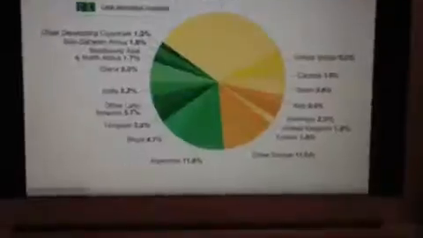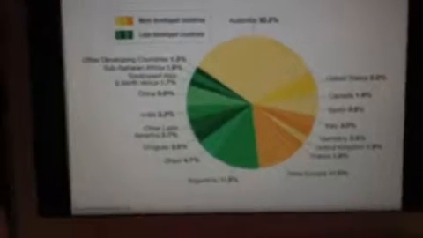I'm guessing this graph doesn't have a title, which is not good, but I don't have my book with me tonight, I'm sorry guys. I'm guessing this is the amount of sustainable agriculture used in each country.